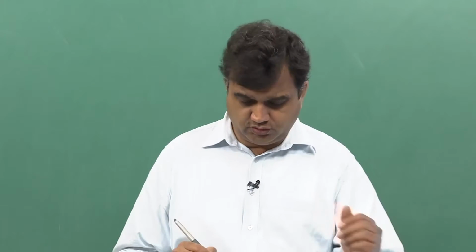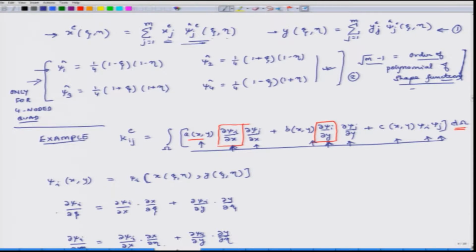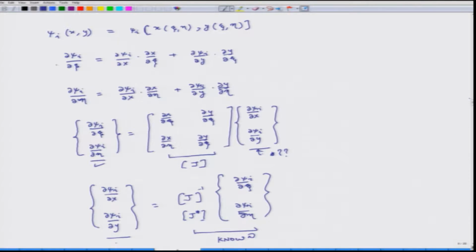So, what we had shown in the last class was that if we have to express partial derivatives of psi functions, which are interpolation functions for primary variable, in terms of their partial derivatives in terms of x and y, then we have to compute the inverse of Jacobian matrix, which is J star, and multiply that matrix with partial derivatives of psi with respect to zeta and eta.